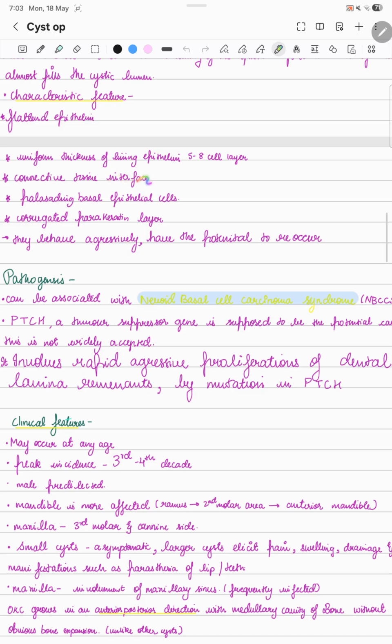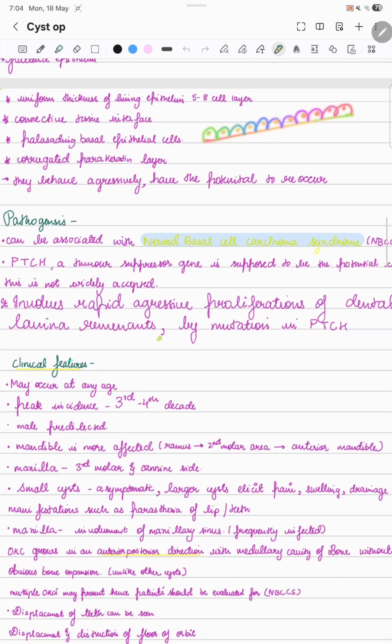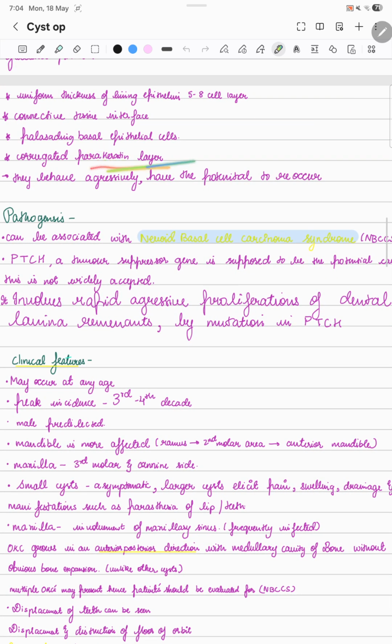Now the connective tissue interface is present, and palisading epithelial cells, palisading as in they are arranged in a certain pattern, like this. This is the palisading appearance of the epithelial cells. Then you have the parakeratin layer, and that is corrugated. Corrugated is this, right? This one.